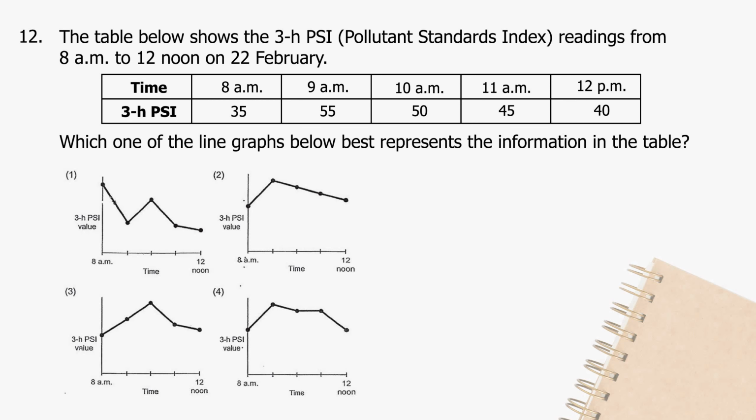Question 12. The table below shows the 3 hours PSI, or Pollutant Standards Index, readings from 8 am to 12 noon, on the 22nd of February. Which one of the line graphs below best represents the information in the table?